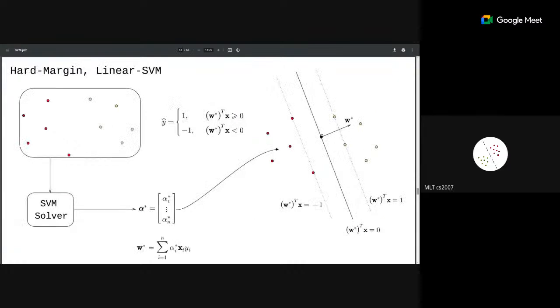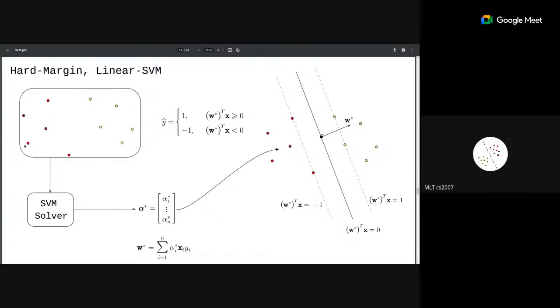Now here is the overall view of hard margin linear SVM. We call it hard margin because there is a hard margin, I mean, nothing falls within the margin. It's like a perfectly linearly separable case. So in practice, this is the picture, the black box view of SVM.